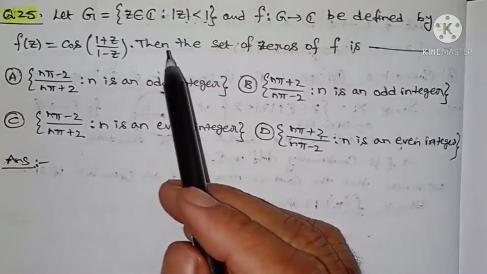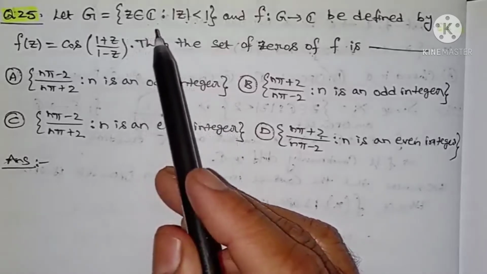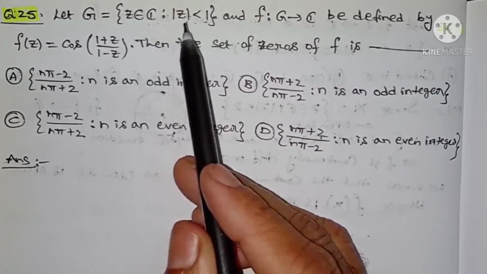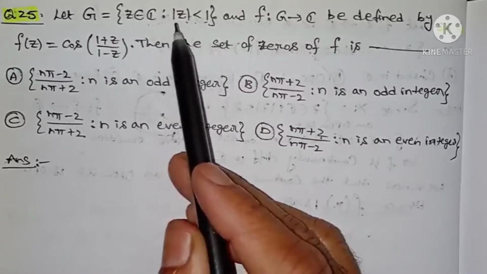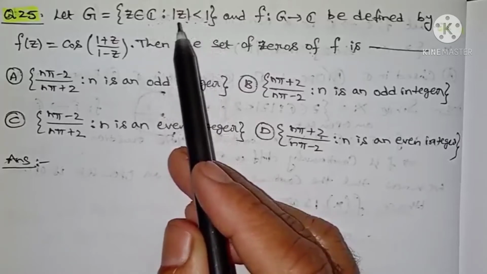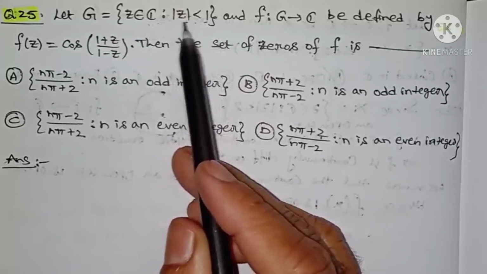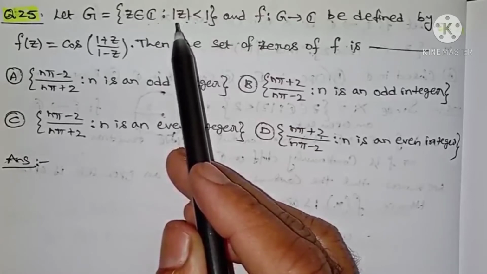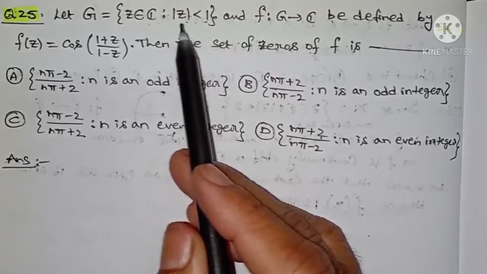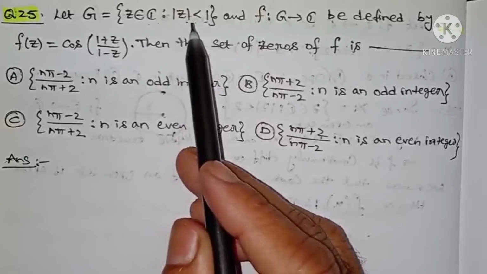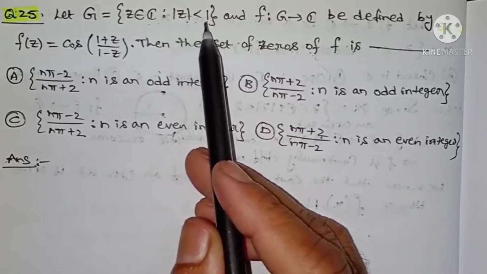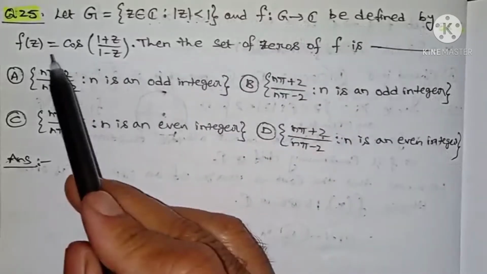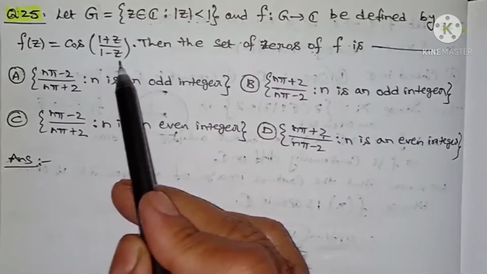And here the given question is G is equal to the set of all complex numbers z such that modulus of z is less than 1, meaning this is an open set. So here it represents an open ball with center 0 and radius 1, because clearly this is an open set because modulus of z is strictly less than 1. And f is a mapping from G to C defined by f of z is equal to cos of (1 plus z by 1 minus z).